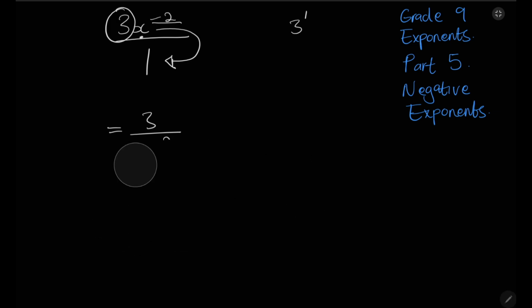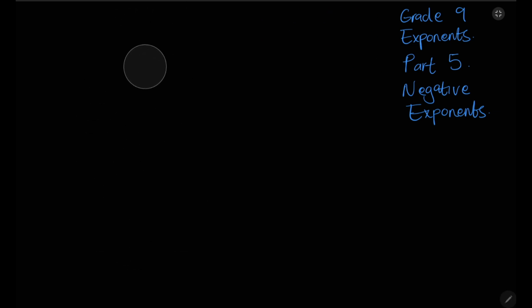Now let's try 2 over 5x to the power negative 7. How do we solve this? 2 and 5 have positive exponents. The exponent is 1, the invisible 1. So they don't move. Only the x to the power negative 7 moves to the numerator, so that we can change from negative 7 to 7.